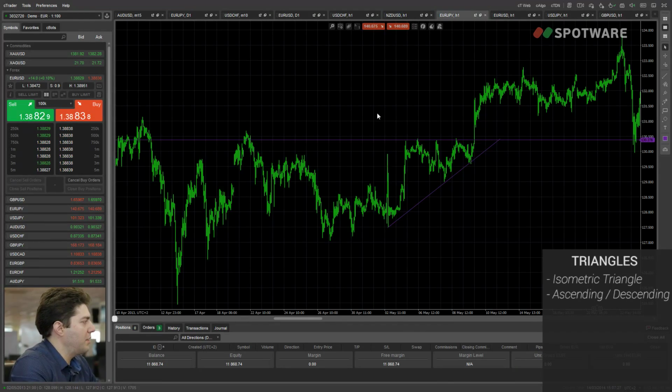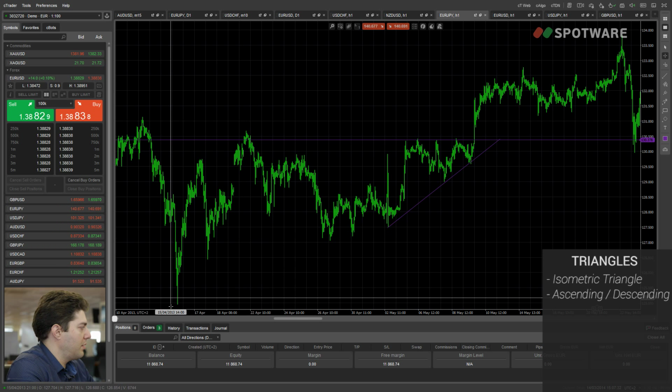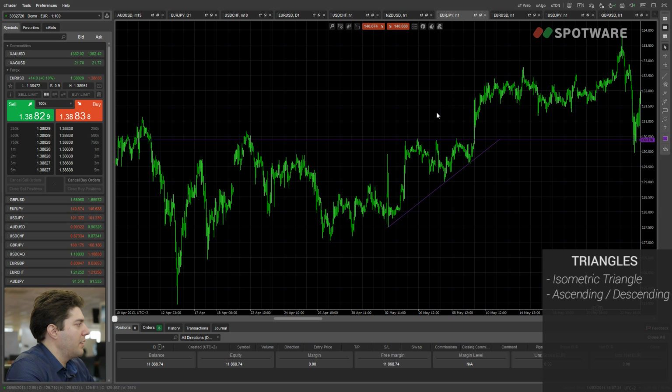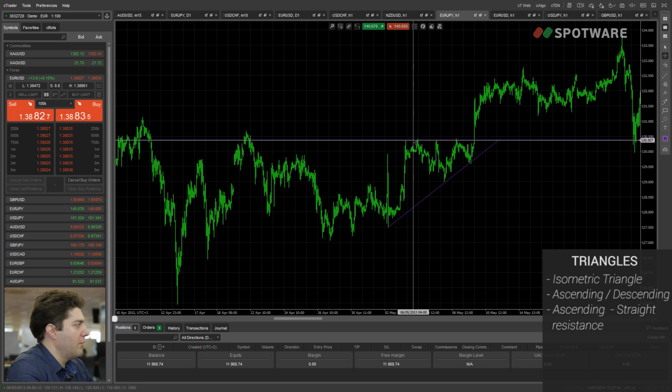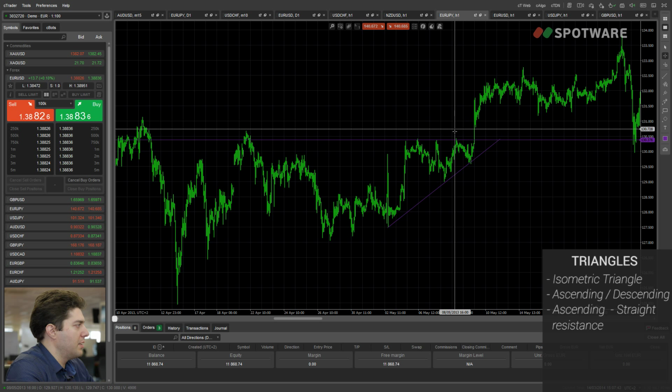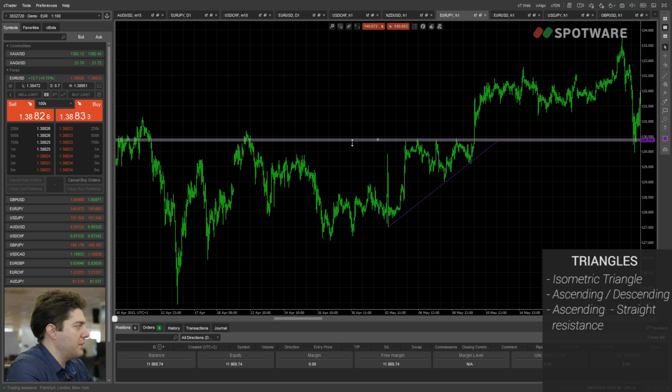So let's go to cTrader. I'm going to show you how to find triangles and how to trade them. Let's go to the next chart. Here we have an ascending triangle. We have an uptrend, as we see here, it's going up. The ascending triangle is made by a resistance line being formed on the top of small swings in the trend. The resistance line, however, is straight. It's a straight line.